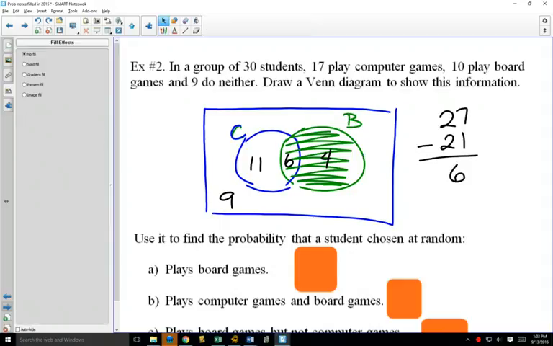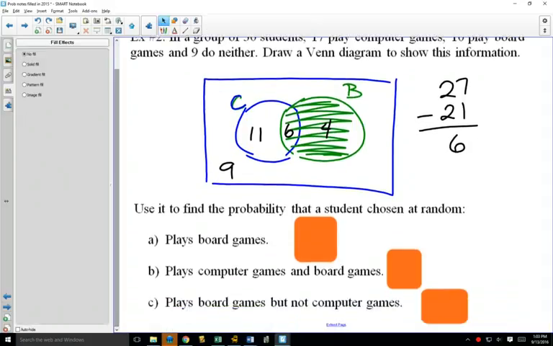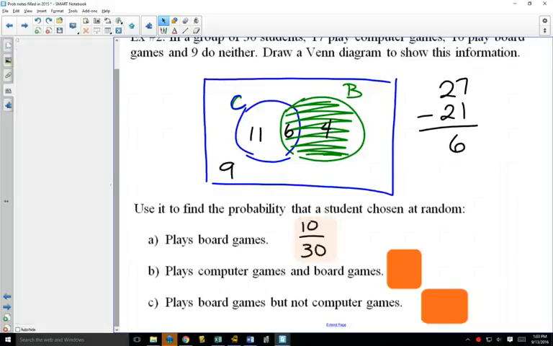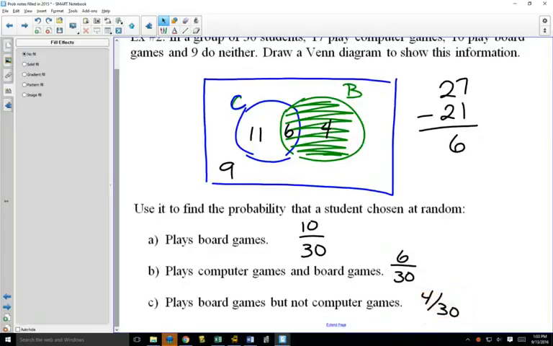And then once you have the Venn diagram, what's the probability? Plays board games, 10 out of 30. Computer and board games, 6 out of 30. Plays board games but not computer games, would be 4 out of 30.